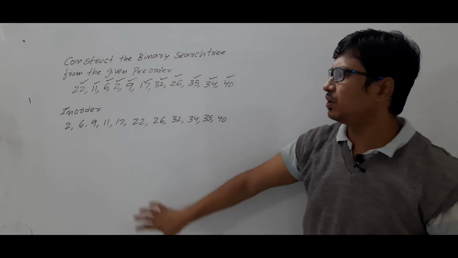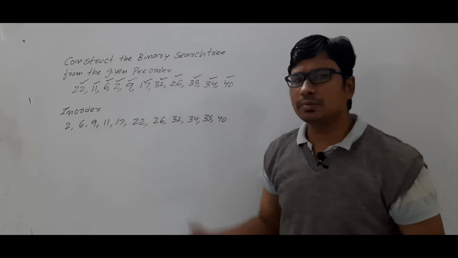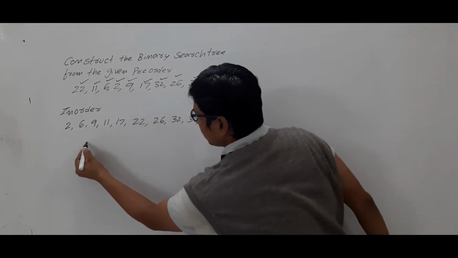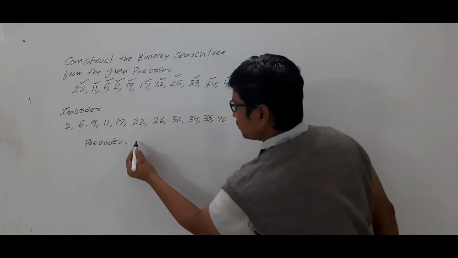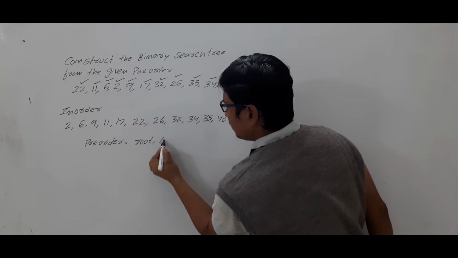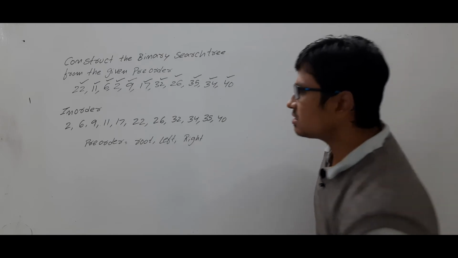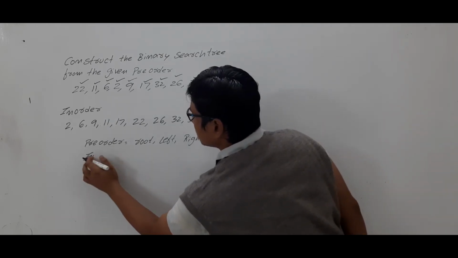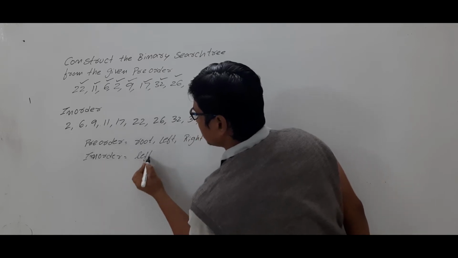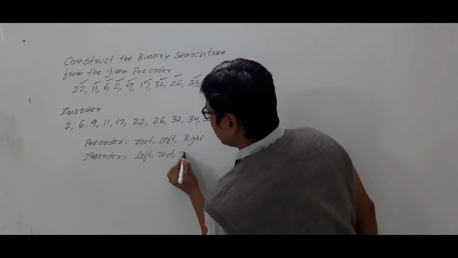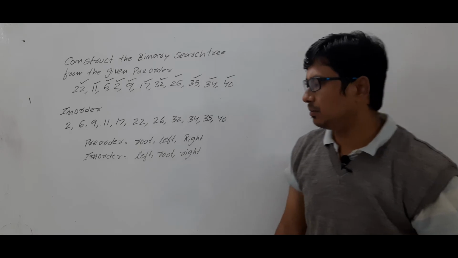Once they have given the pre-order and in-order, easily we can construct the binary search tree. What is the pre-order traversal? The pre-order traversal is, first you need to visit the root, then left subtree, then the right subtree. Am I right or wrong? What is the in-order traversal? The in-order traversal is first left subtree, then the root, then the right subtree. So with these two things, we can easily construct the binary search tree.